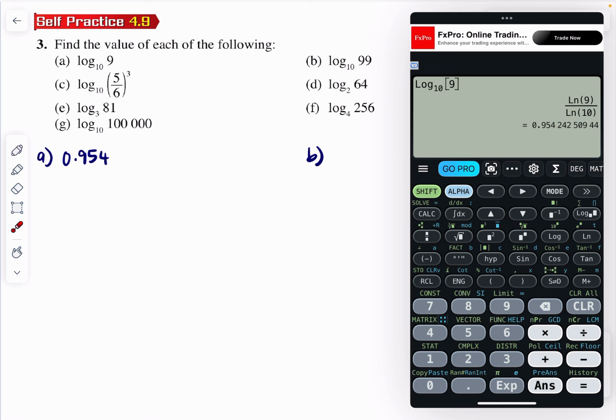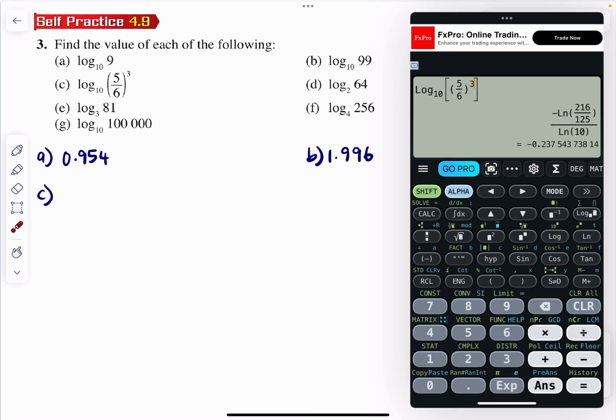B, log 10 99. So it's the same thing. Can't reduce it much. So log 10 99 is 1.996. C, log 10 5/6 cube also cannot be reduced. So you just type it in our calculator. Log 10 5/6 cube. So we get negative 0.238.